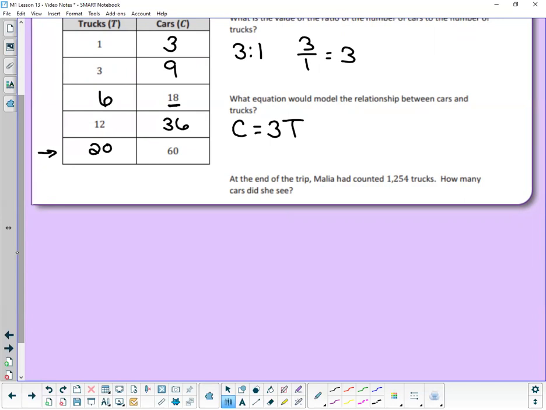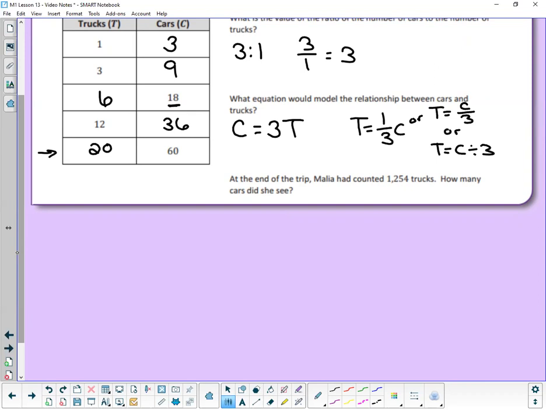Now the inverse of that is going to be true for the number of trucks. So to figure out the number of trucks, you would do 1/3 the number of cars. Or if it's easier for you, trucks equals cars divided by 3. Any one of those. So I'm going to put 4, any one of those.